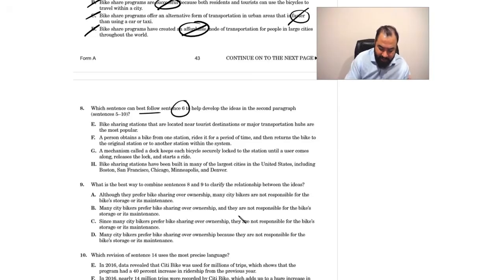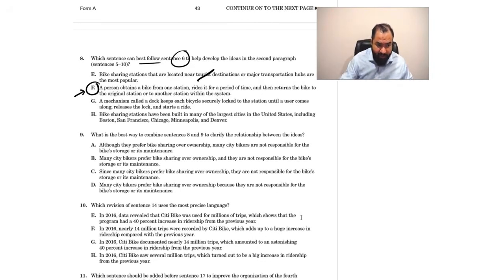Like develop this paragraph. E says bike sharing program stations are located near tourist destinations or major. So it's not about tourists, it's too specific. Well, F says a person obtains a bike from one station, rides it for a period of time, and then returns it. Exactly what it is. This second paragraph was about how it works. So this is a very nice description of how the person takes it, uses it, and returns it. So this will explain the claim pretty well.